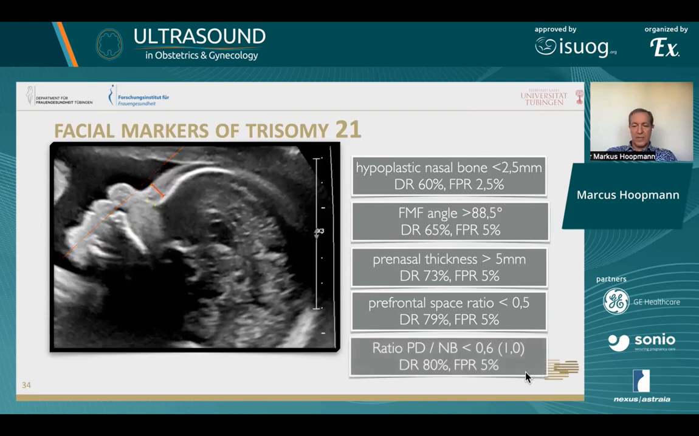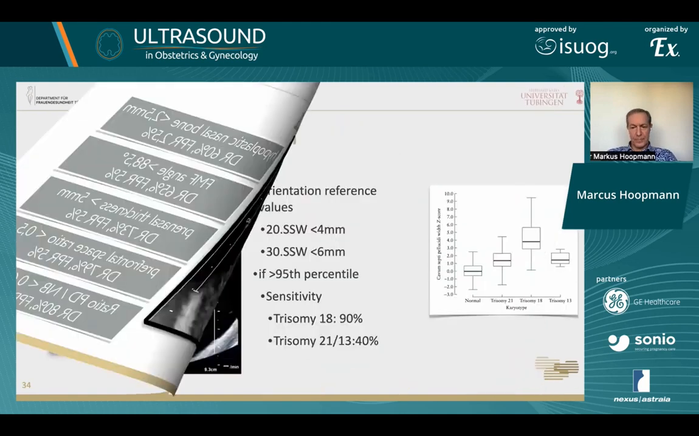And the last aspect is you can use the relation of the prenasal thickness to the nasal bone. If the nasal bone is very short and this is very thick and you build a ratio, then you can reach detection rates of about 80%. So if you put all this together, you see we have ways to quantify the evaluation of the fetal profile.